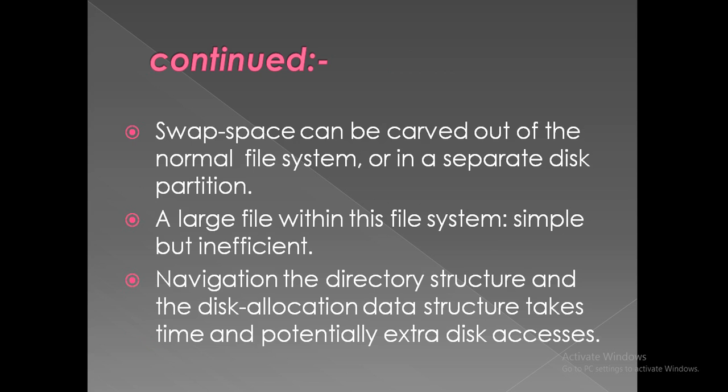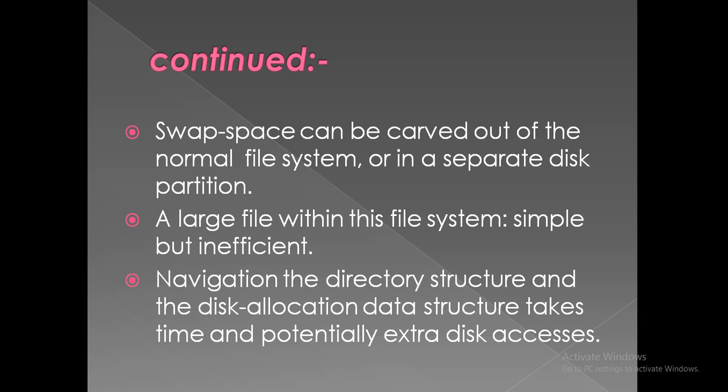Swap space can be carved out of the normal file system or out of a separate disk. That is, there are two ways to create swap space. Either we can create it in our normal file system, that is the file explorer, or we can create it at the time of disk partitioning.